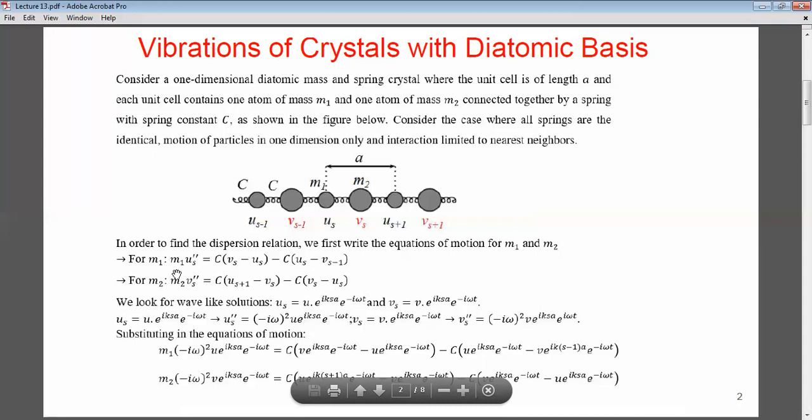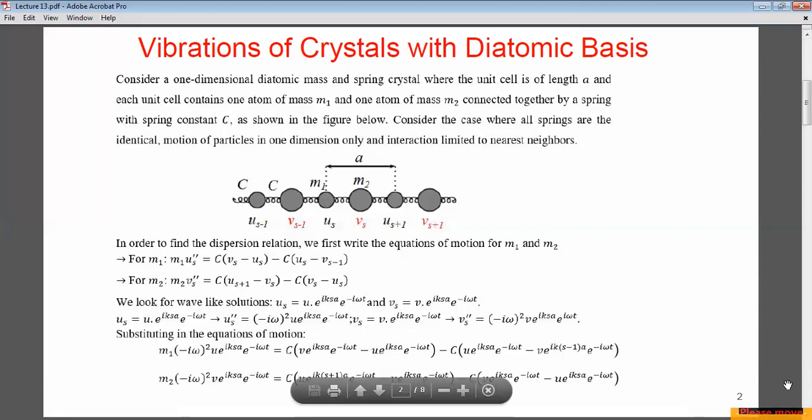Now we substitute in the two equations. So I will have M1 times, instead of U_s'', -ω² U e^{i(ksa - ωt)}. This is equal to C times (V_s - U_s), so V e^{i(ksa - ωt)} minus U e^{i(ksa - ωt)}, minus C times (U_s - V_{s-1}). So I have U e^{i(ksa - ωt)} minus V e^{i(k(s-1)a - ωt)}. For the second equation, it will look very similar to the first equation. So I will just substitute all the values.